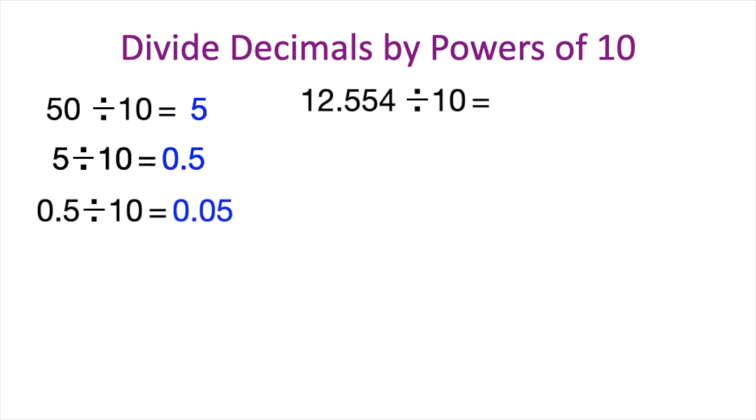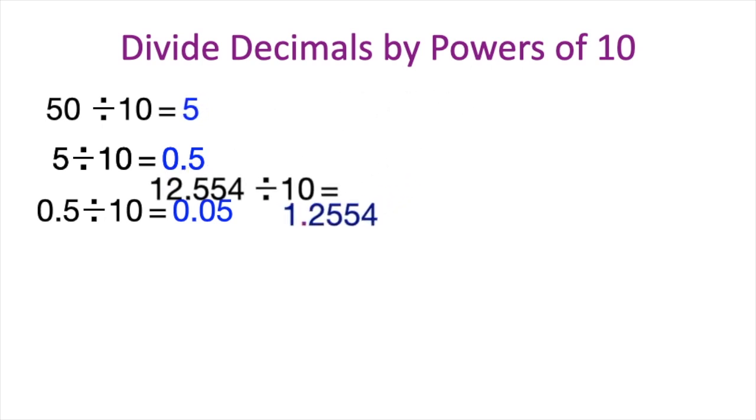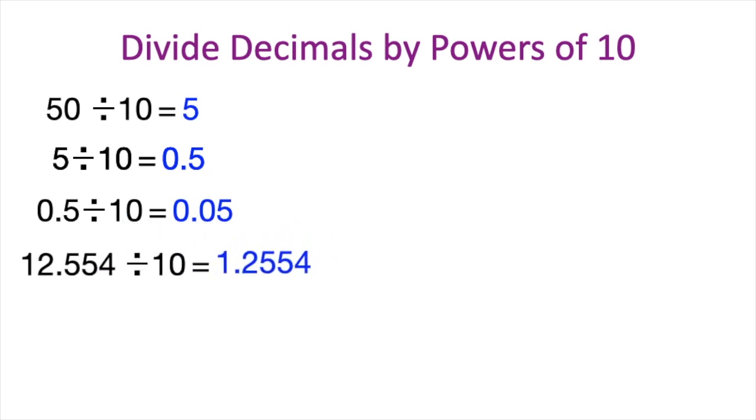Let's try a different problem. How about 12.554 divided by 10? The process is the same. I will still need to move the decimal point one place to the left, and that will give me 1.2554.